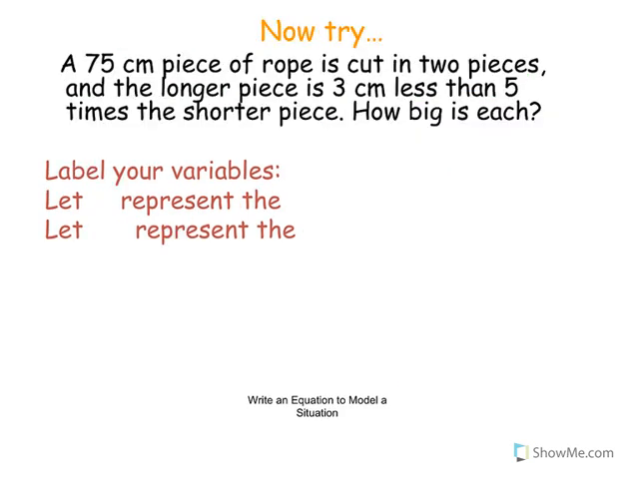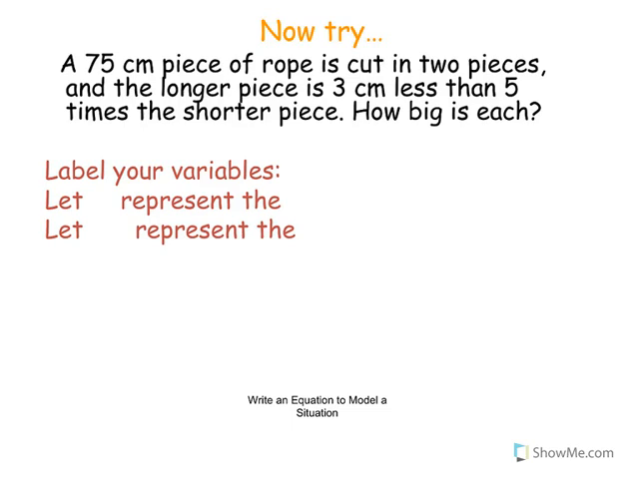All right, guys, so there's your now try. Very similar to the one we did before with the rope, except it's got a two-step expression. 3 less than 5 times the shorter. So think about the last problem we did and put that together with the problem we did about the rope. You can pause it, work it out in your notebook, and then you can come back.